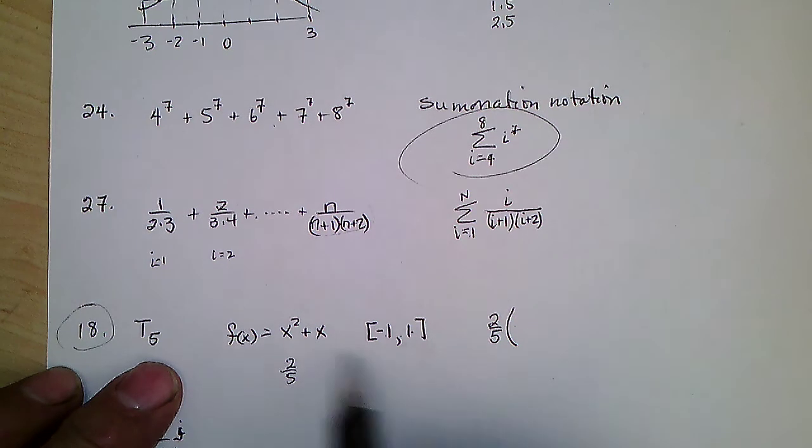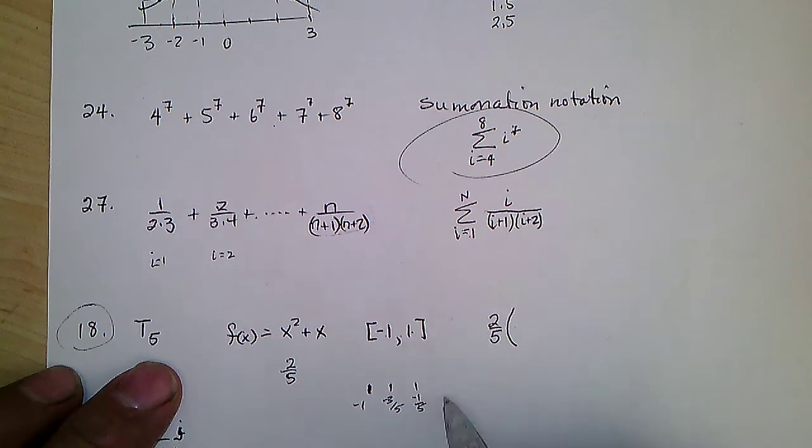If I were to graph this, I'm going to have breaks at minus 1, minus 1 plus 2/5, which is minus 3/5. The next break would be at minus 1/5, and then the next break would be at 1/5, and the next break would be at 3/5, and then I'd have 1. So there's 1, 2, 3, 4, 5.